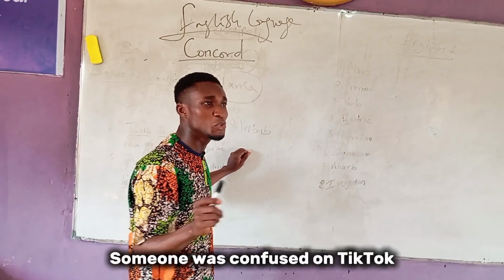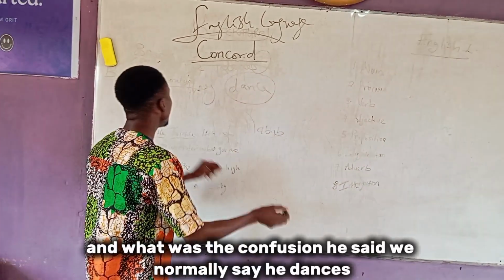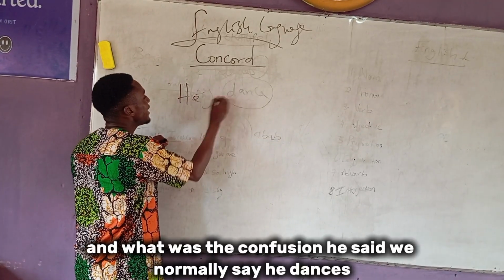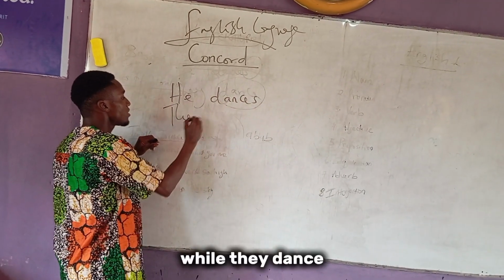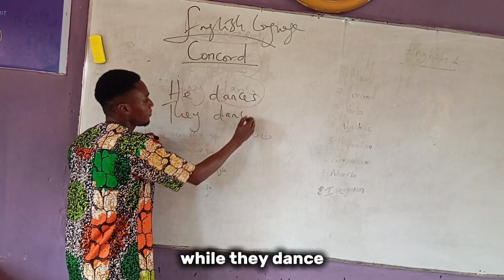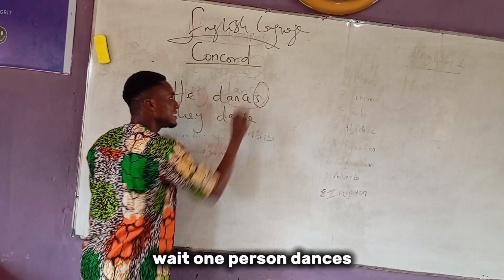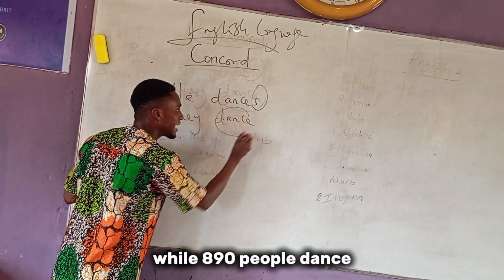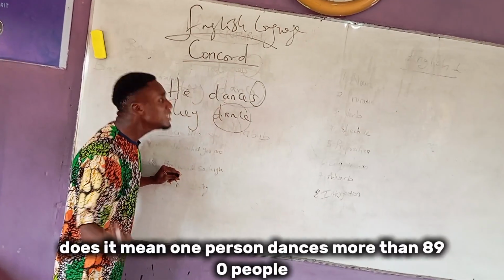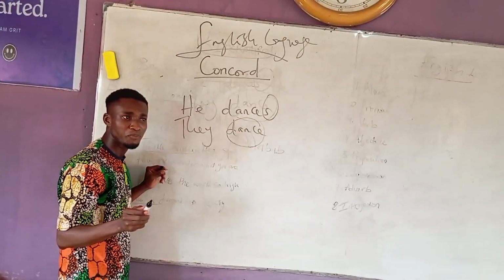A boy was confused on TikTok. And what was the confusion? He said, we normally say he dances, while they dance. Wait, one person dances while 890 people dance. Does it mean one person dances more than 890 people?